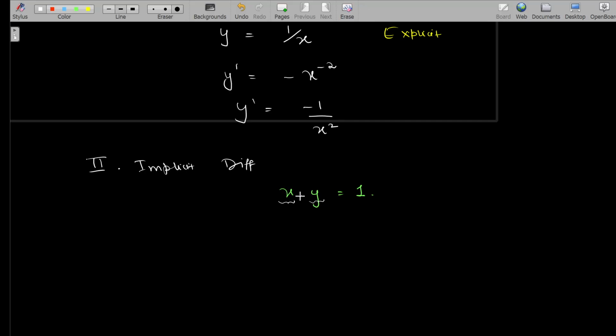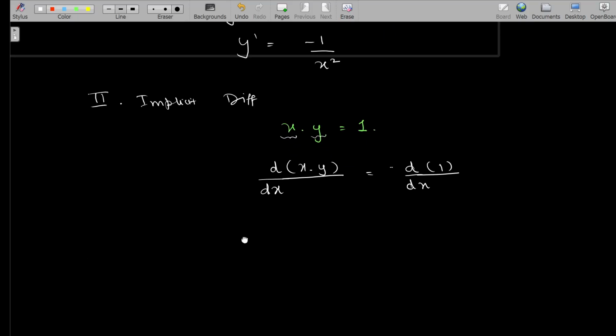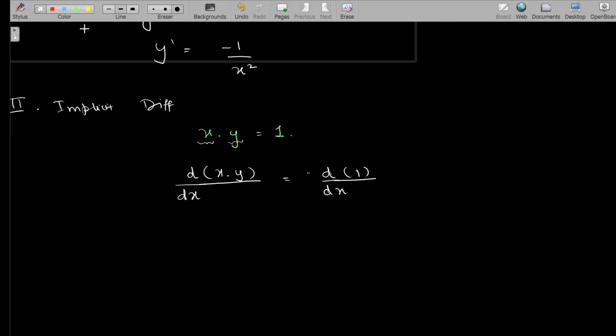So first you will write that you are differentiating. You know the form of dy over dx, right? When we differentiate a function. So now this time we are differentiating this entire thing, x times y, and d by dx of 1. So you take the derivative on both the sides. On the left hand side you can apply the product rule, Anika. So what is the product rule?